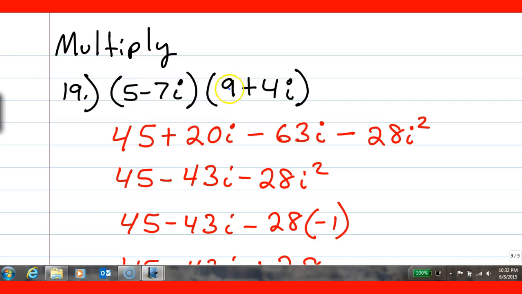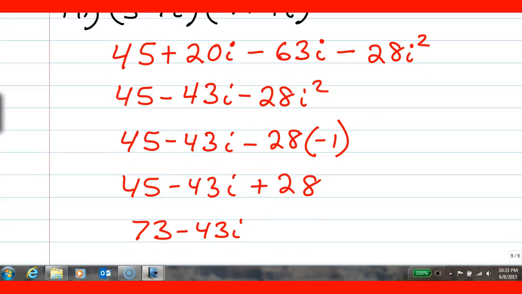So I'll take a 5 times a 9 to get a 45, a 5 times a 4i to get a 20i, a negative 7i times a 9 to get a negative 63i, and then a negative 7i times a positive 4i to get a negative 28i squared. Now I'm going to pull together the like terms. So I have the 20i and a negative 63i. This makes a negative 43i in the center.